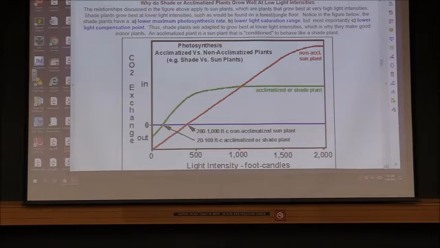So this bottom graph has this, they won't let me write again. God dang it. What's wrong? I'm mad now. So I'll use my pointer.